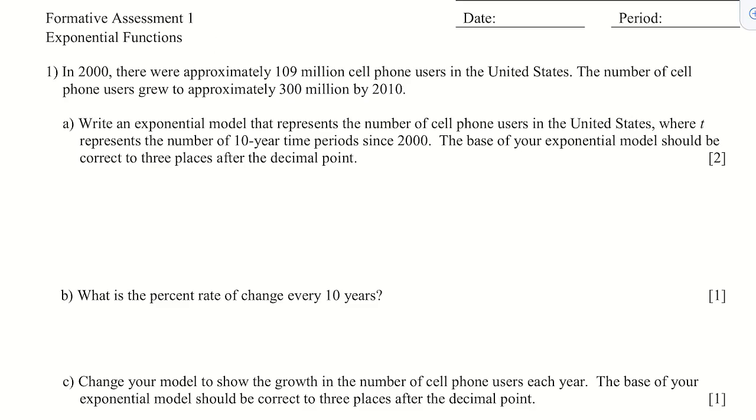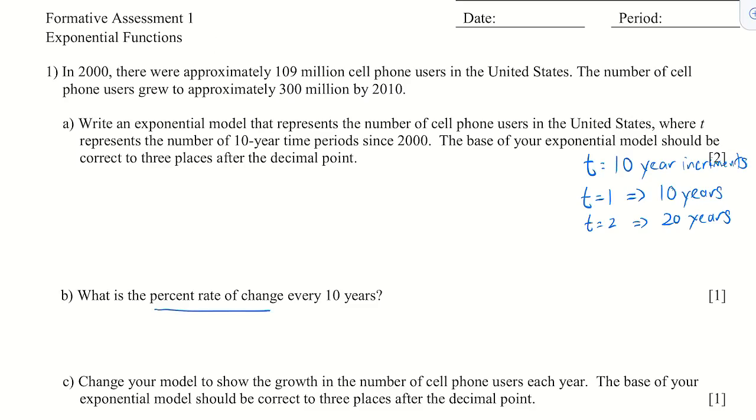Okay, so the first thing I need to organize here is that t is going to, in a sense, be represented by 10-year increments. So if I organize this, if I say t is equal to 1, it really means that that is going to be 10 years. And then if I said t is going to be equal to 2, that is going to be 20 years. Okay, so what I want to do is try and organize some type of model that represents this, but most likely what I want to do first is find the percent rate of change.